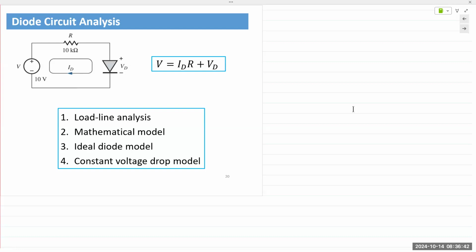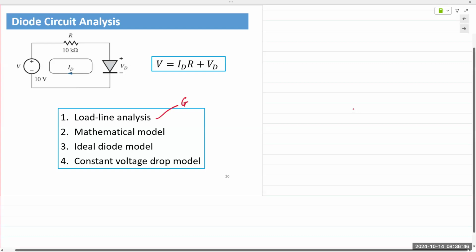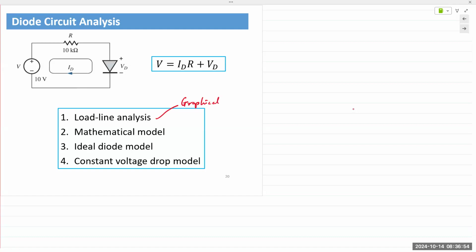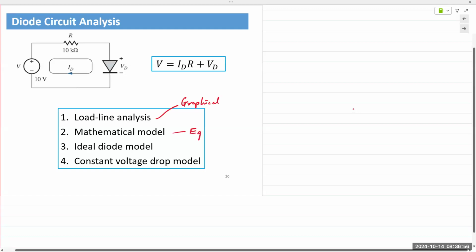Load line analysis is graphical. So this is graphical. And we will see this a lot, especially as we get into the later chapters, the transistors. This one is based on the diode equations, or the diode equation. And this is by far the simplest and most versatile. And then this is an extension of the ideal diode model.